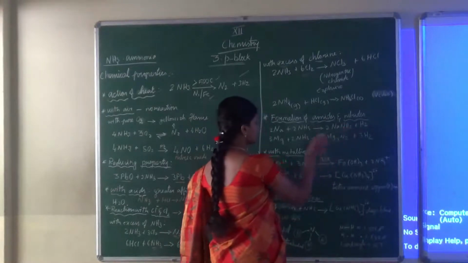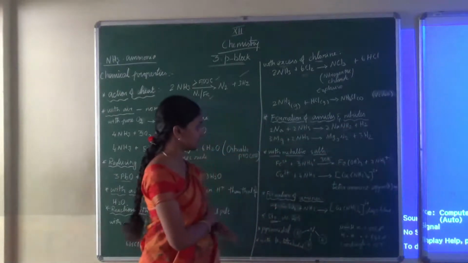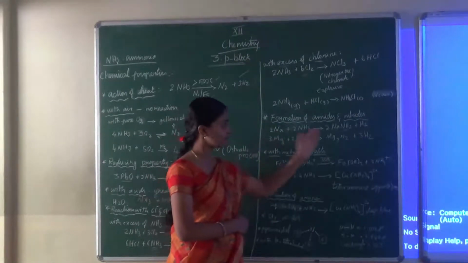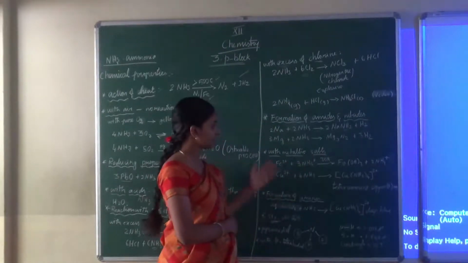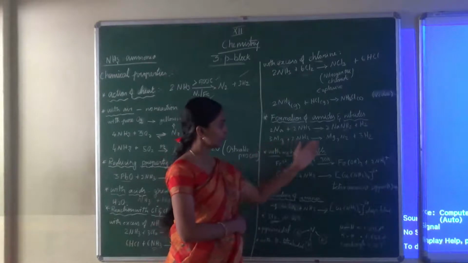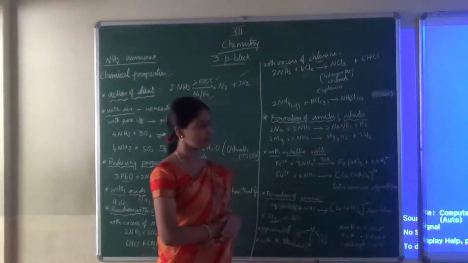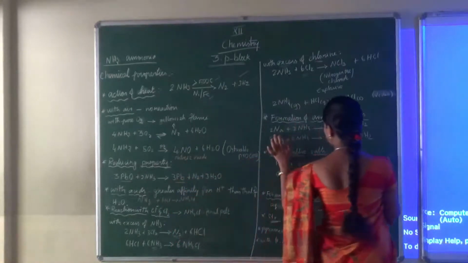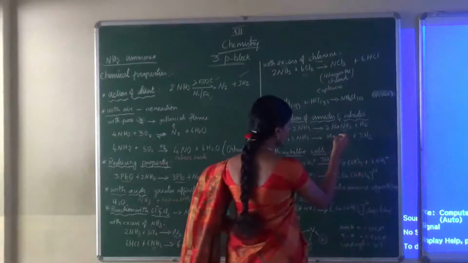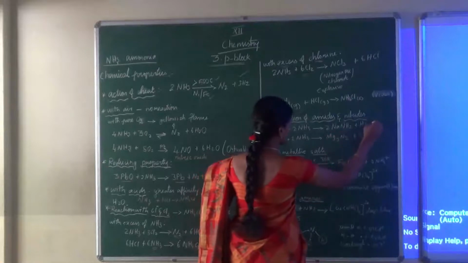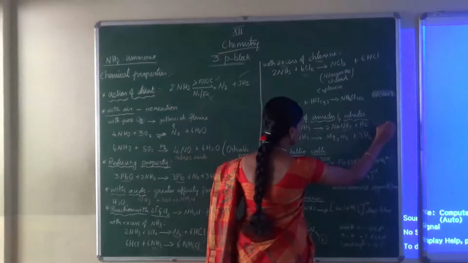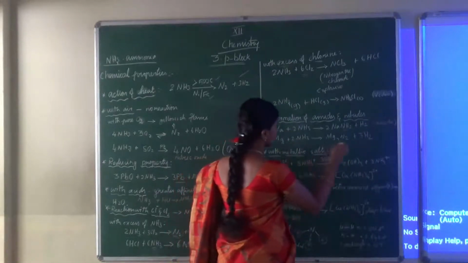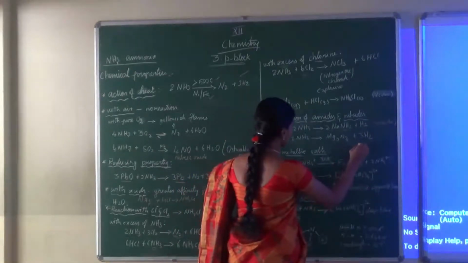When it reacts with the electropositive metal, that is Na, sodium, it produces sodamide. When it reacts with magnesium, it produces magnesium nitride. So you have to remember, when ammonia reacts with sodium, it produces sodamide. The products are amide products. When it reacts with magnesium, the products are nitrides.